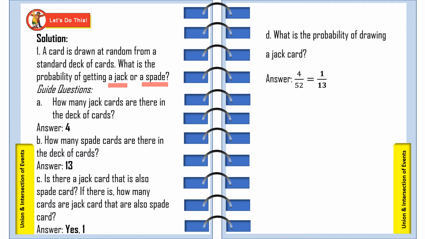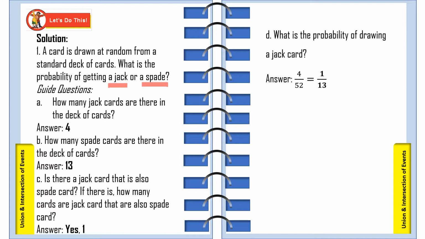Saan galing ang 4/52? Again, ang probability natin, previous lesson natin, sa fraction, sa numerator, yun yung number of times na lalabas yung event, yung possible outcomes, over the total number of outcomes. So, bakit 4? Ilang jack cards meron sa isang deck of cards? Correct, that is 4. To be specific, yun yung jack of hearts, jack of spades, jack of clubs, jack of diamonds. So, 4, divided by, ilan ba lahat yung cards sa isang standard deck of cards? Okay, that's 52. Kaya meron tayong 4/52.